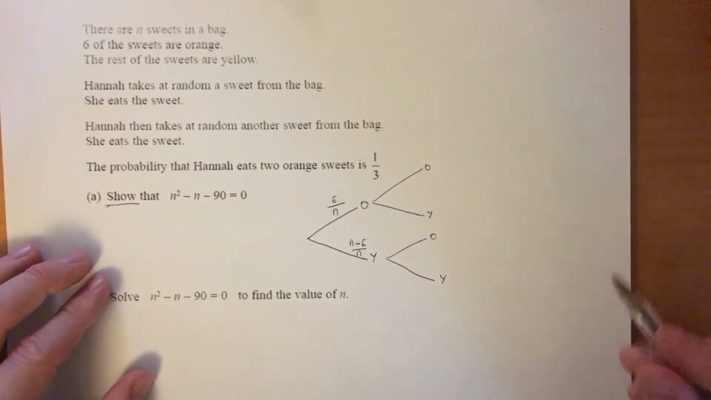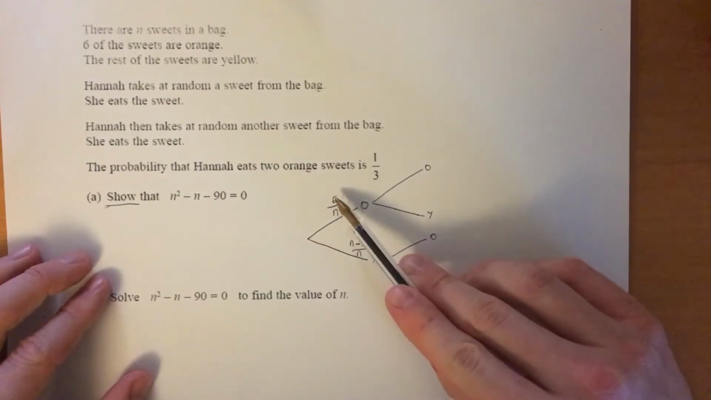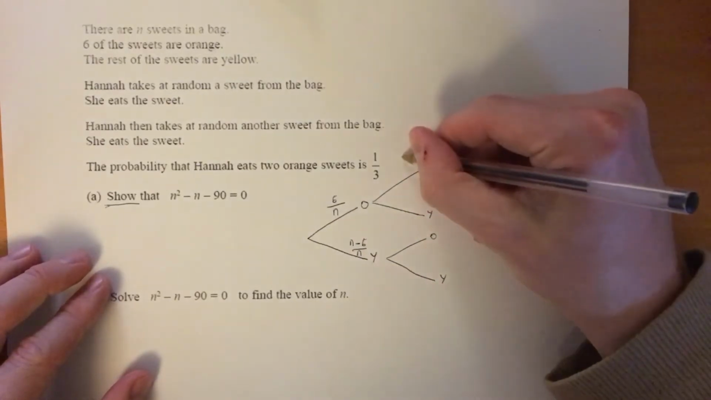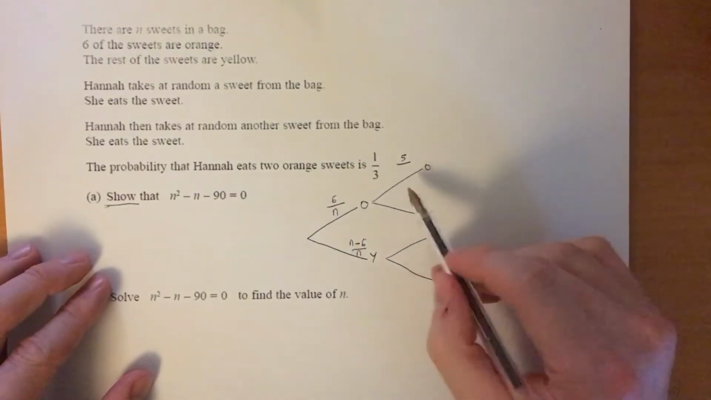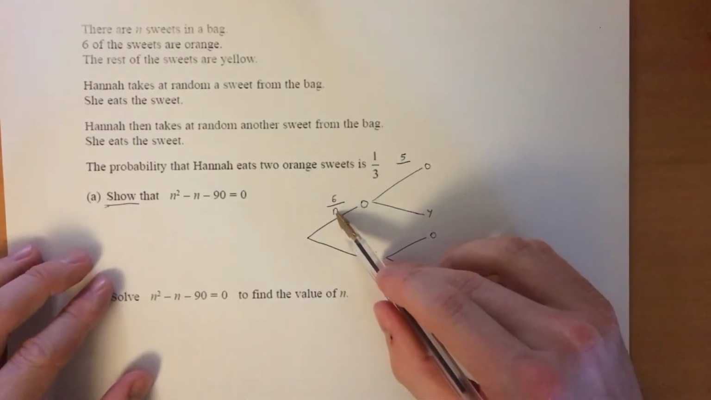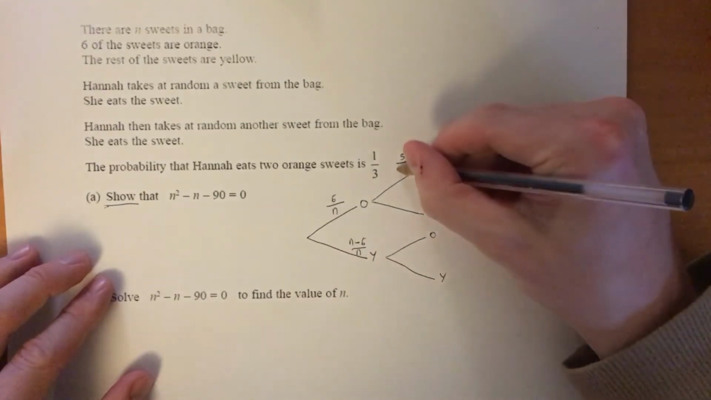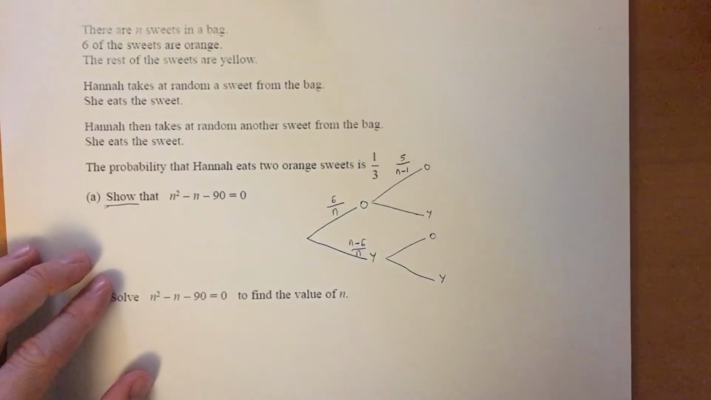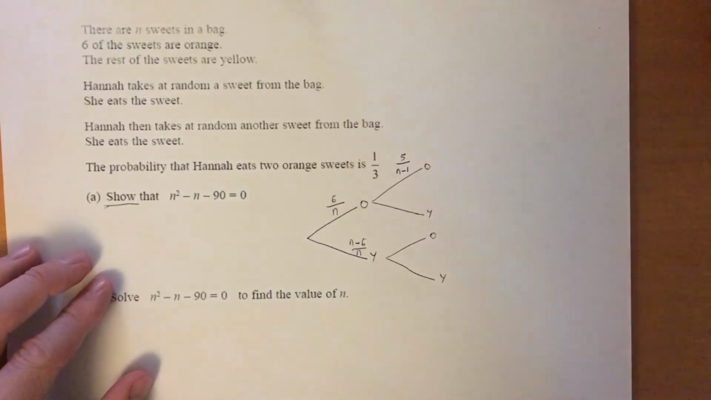If I take one sweet and eat it, 6 orange sweets, if I eat one, I've now got 5. So I've got 5 orange sweets. If I take one away, remember, that means there's 1 less than there was. So 1 less than n would be written as n minus 1. Now, I could end up doing this, this, and this. I could, algebraically, that's fine.